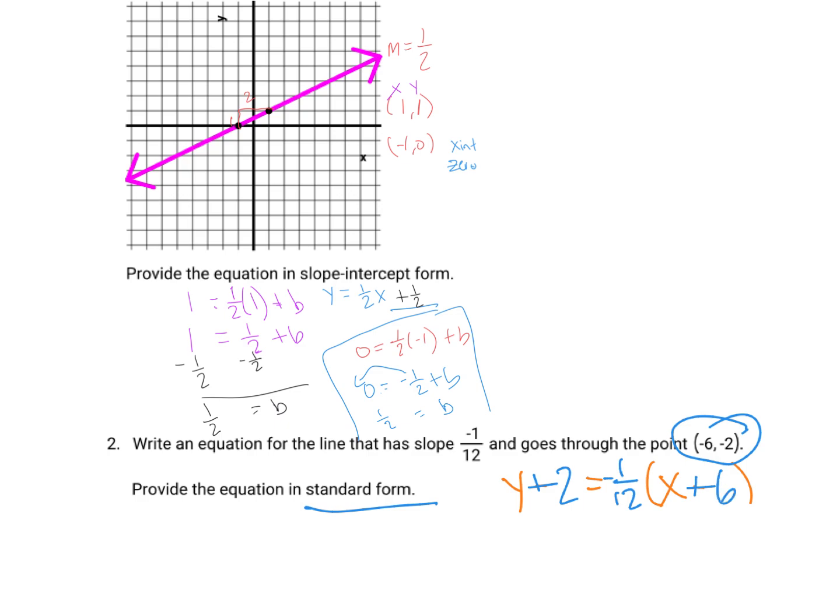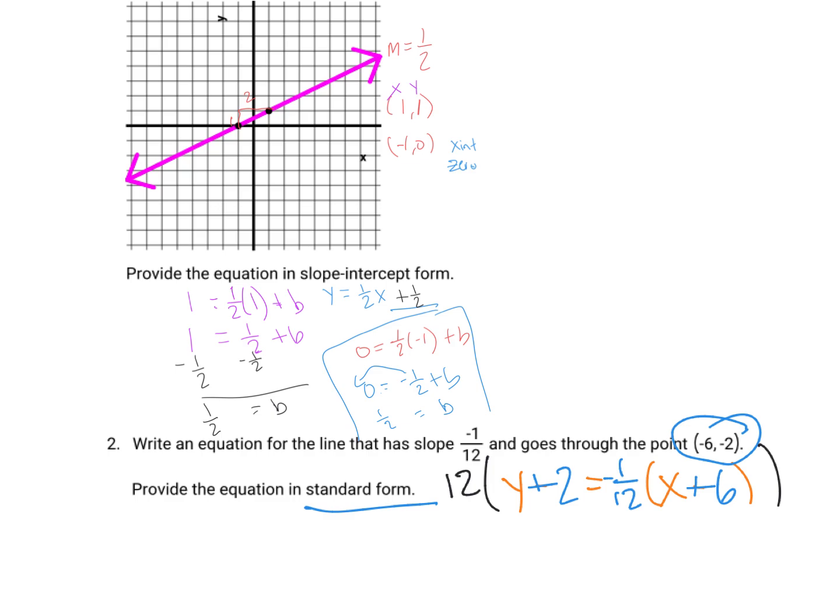Okay, so standard form, there's two rules. What was x has to be positive and no what? Fraction. No fraction. So right off the bat, we have a fraction. So I would recommend getting rid of the fraction initially, and you'll see why on the next problem set. So what is my denominator? 12. So we're going to get rid of the 12. So to get rid of it, you multiply by it.